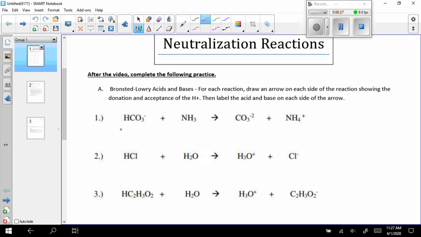So I want to notice that this HCO3 minus loses its H, so I draw the arrow showing the movement of the H plus. This NH3 gained the H. It now becomes NH4. So I know this is my acid because it's losing it, and this is the base because it's gaining the H plus. And now if I look on this side, the H moves from here to here. So this is my acid and this is my base.